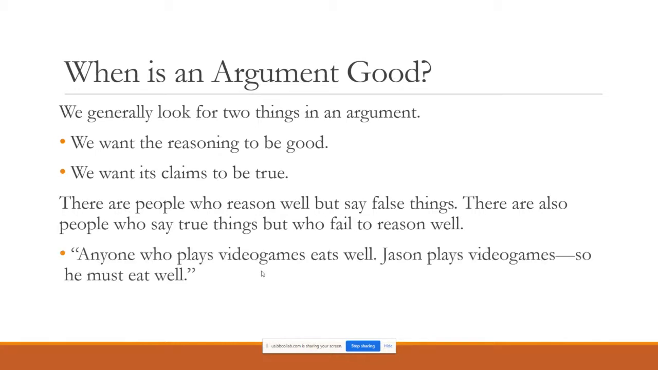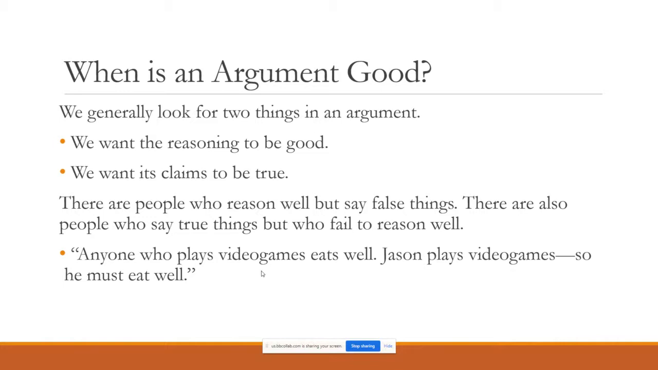Oh, here's some examples. There we go. So think about it like this. Look at this example. Anyone who plays video games eats well. Jason plays video games, so he must eat well. Okay, again, you can see the structure of the argument. Jason must eat well is the conclusion. And the two premises are anyone who plays video games eats well and Jason plays video games.